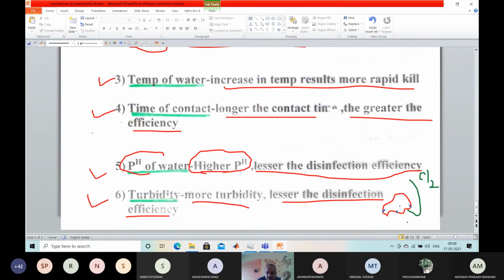If the particular organism is going to hide in the suspended particle, what will happen? The chlorine molecule required to reach that organism needs more time. As a result, within the prescribed time, within the decided time, we cannot achieve the required efficiency.